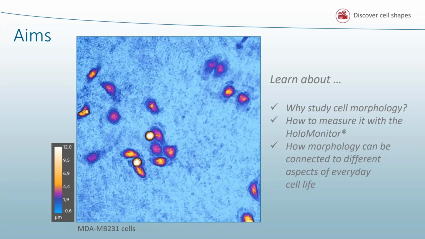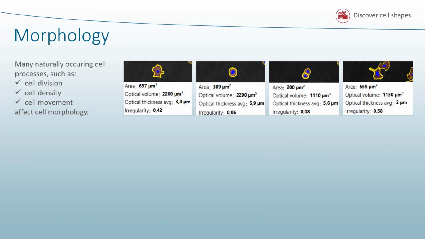To start with, we can look at different naturally occurring processes such as cell division. I'm going to make a deep dive into this. But also like cell density, cell movement, everything affects the cell morphology. If you look at the pictures here, you can see a yellow framed cell, and you can see how the morphology of that cell changes over time. What you do with the HoloMonitor is that you also measure this. You get hard numbers on the cell morphology.